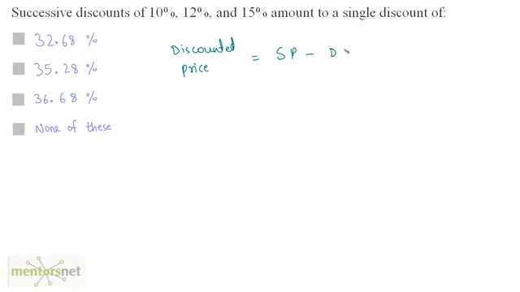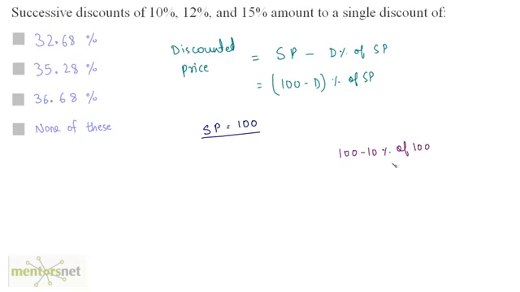So minus D% of selling price. And this is basically 100 minus D percent of the selling price. So with this, let us solve this question. We have successive discounts of 10%, 12%, and 15%. Let us assume that the selling price is equal to 100 rupees. Then we first have a discount of 10%, which means the discounted price will be 100 minus 10% of the selling price, which is 100. So I can write this as 90% of selling price.